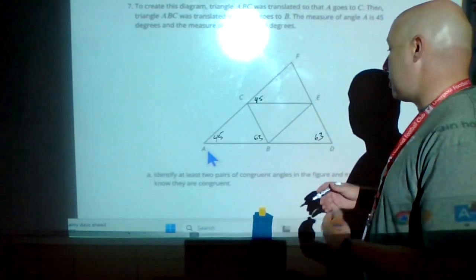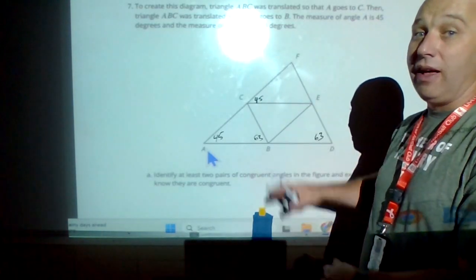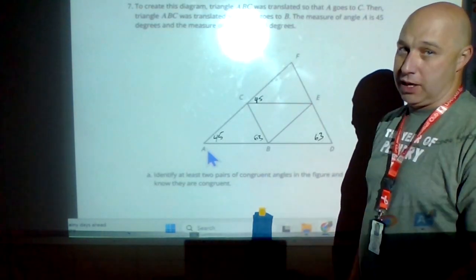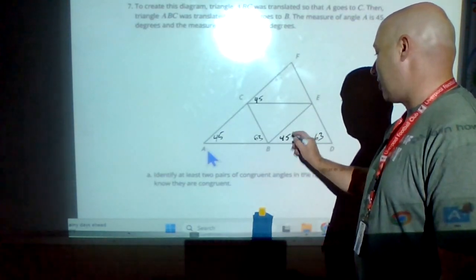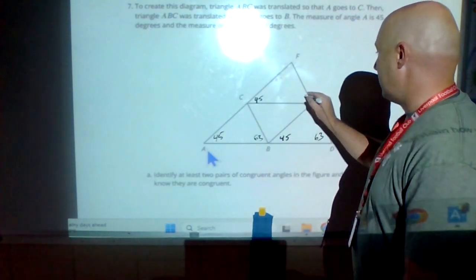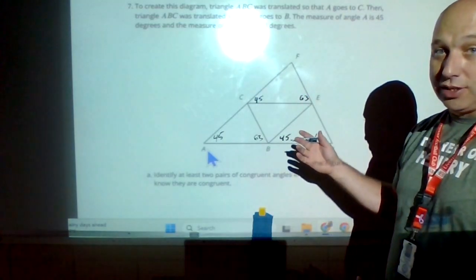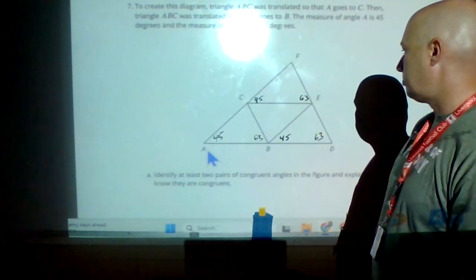But we could literally take a second here and fill in every angle in this picture, and then just name ones that are congruent. This one's 45 because that was the translation. This one's 63 because that was the translation, right?